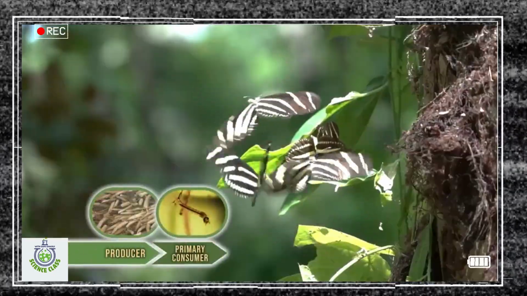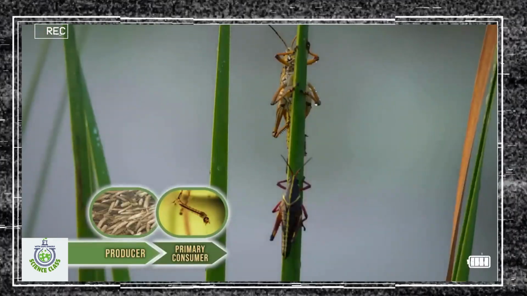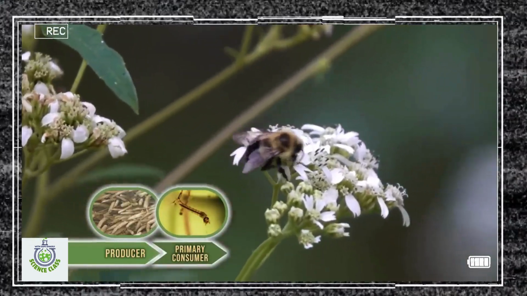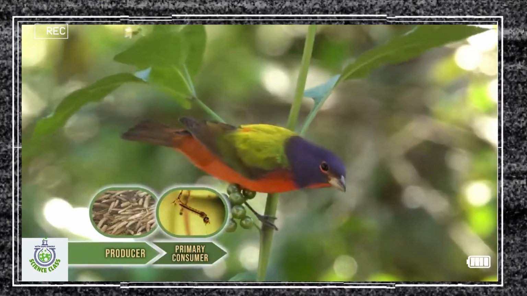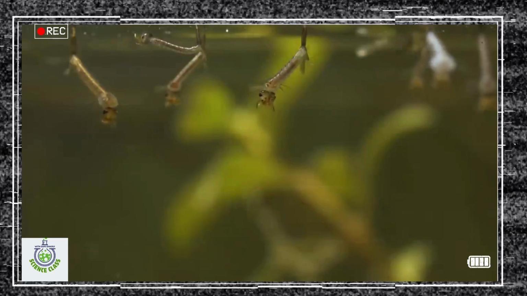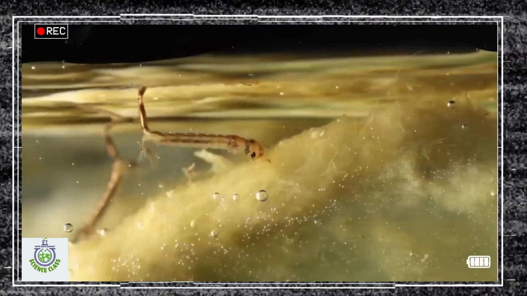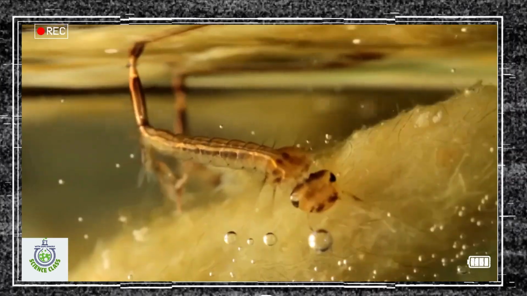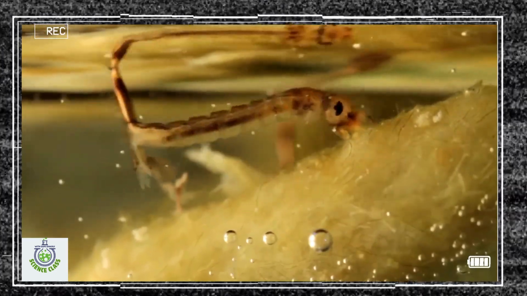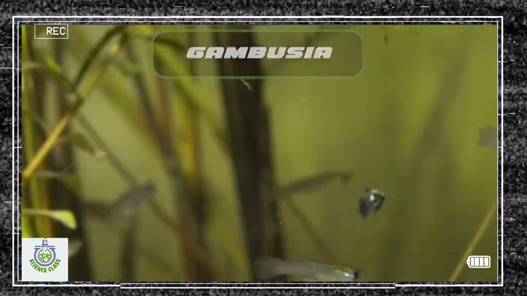The second link of our food chain is occupied by what we call a primary consumer. This is an herbivore, or plant eater. For our chain, we'll use the mosquito larva. In its larval form, the mosquito is an aquatic herbivore, swimming around and munching on organic matter. It loves periphyton. The gambusia, on the other hand, loves mosquito larvae.